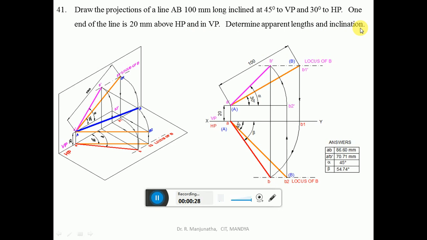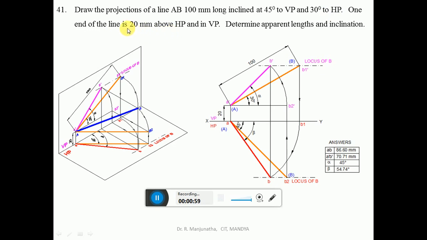This is also the same type of problem, similar to the one explained in the previous video. So here a line AB, whose true length is 100 mm, is inclined at 45 degrees to VP, that is in the top view, and is inclined at 30 degrees to HP, that is in the front view. So first we are going to consider one end of the line.